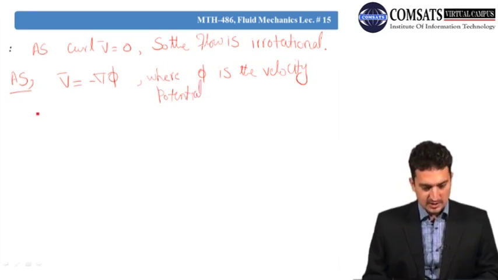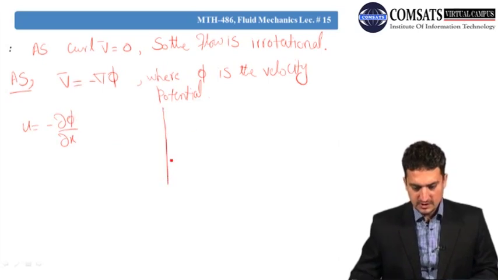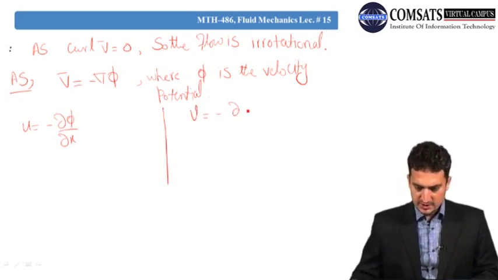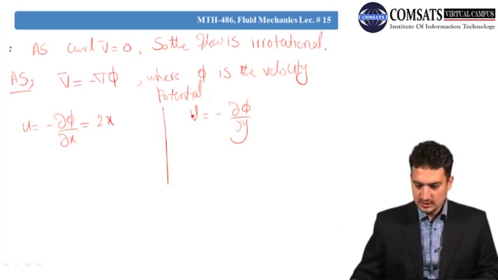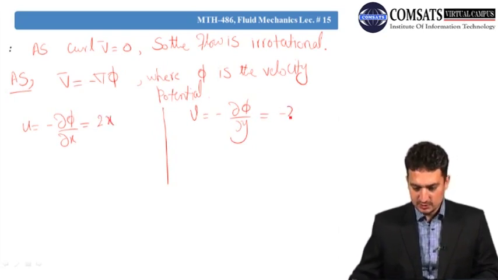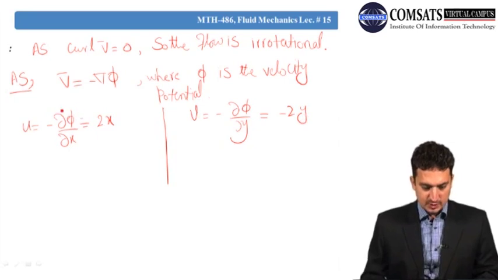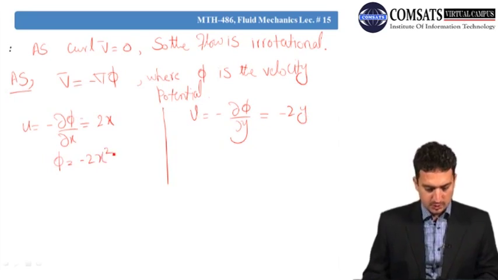और simply अगर हम इसको calculate करें तो this is u is equal to minus partial phi by partial x and v is equal to minus partial phi by partial y, where u is equal to say 2x and v is equal to minus 2y. So simply इसको integrate करें अगर तो we'll get phi is equal to minus 2x square.